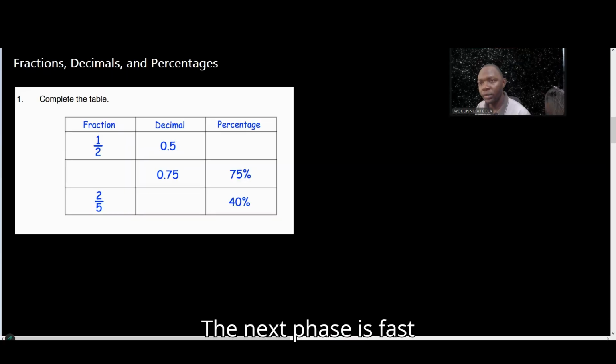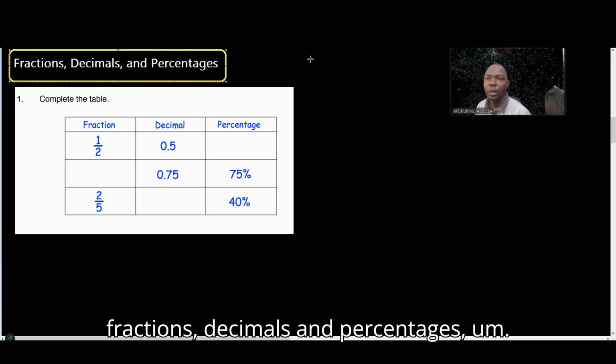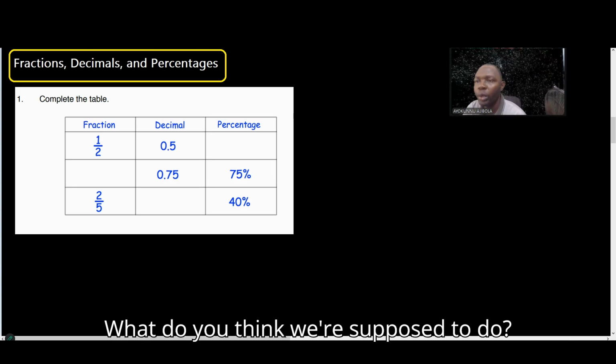The next phase is fractions, decimals, and percentages. If we want to convert 1 over 2 to a decimal, what do you think we're supposed to do?